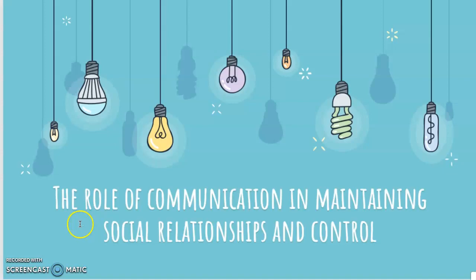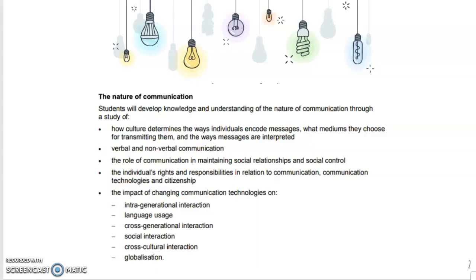Today we'll be looking at the role of communication in maintaining social relationships and social control. So just for reference, here's our syllabus again. We've done dot point 1, we've done dot point 2, and today we're looking at dot point 3, about social relationships and social control. So if you're looking for a heading for your books, here it is.